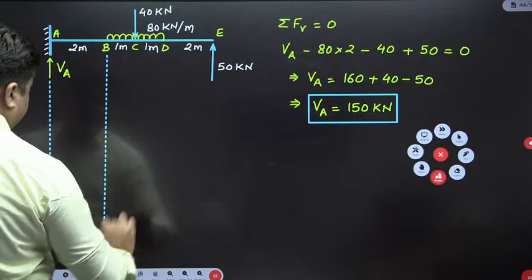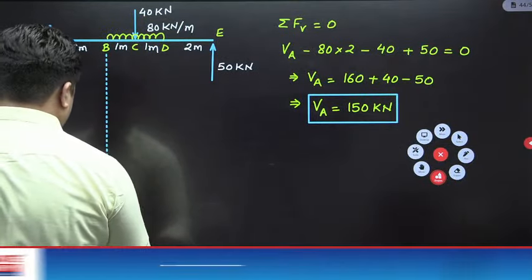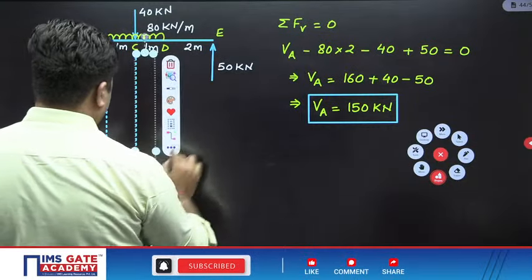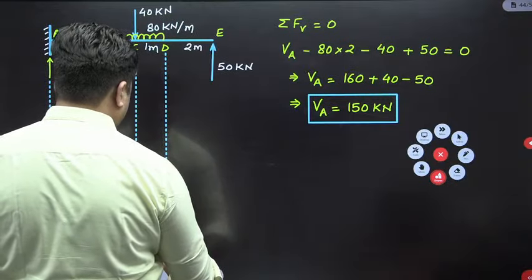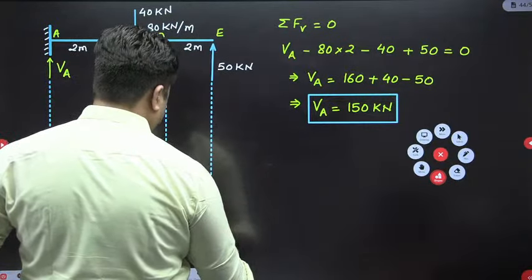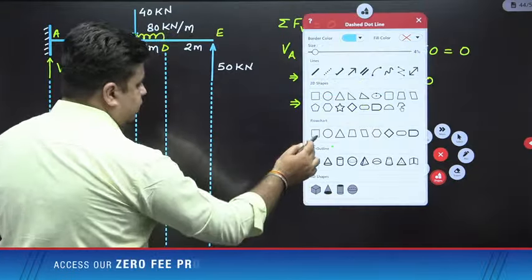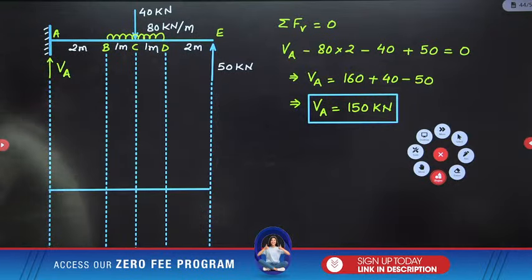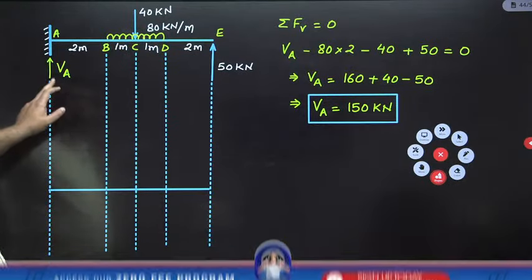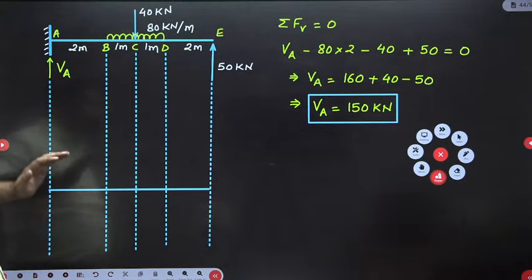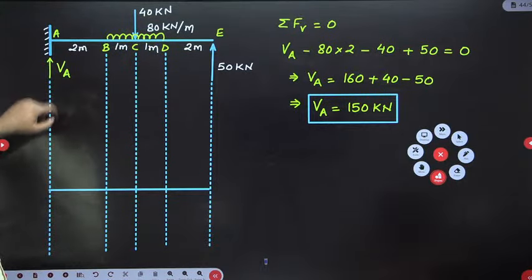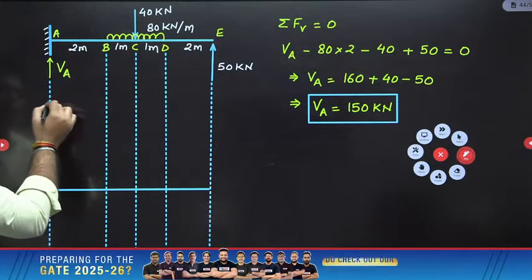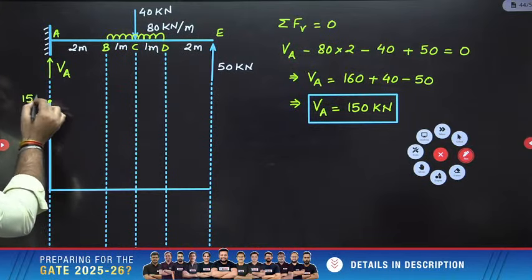This is B, C, D, this is E. Okay. So at this point A, you have VA acting upwards. Very good, Saundarya. 150 is the correct answer. So VA is acting upwards, so you need to move up by the amount of 150. So this is an upward movement of 150. So here the value of shear force is 150.